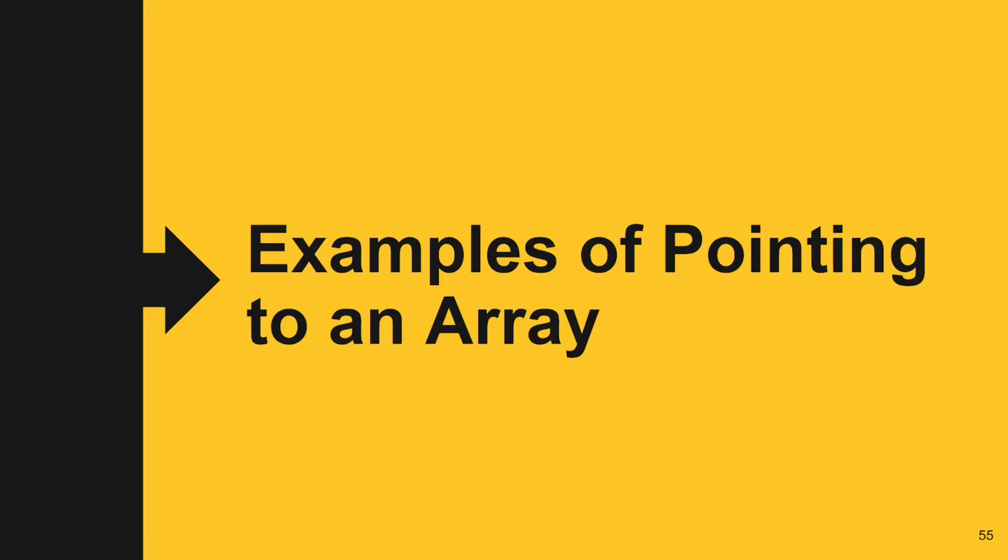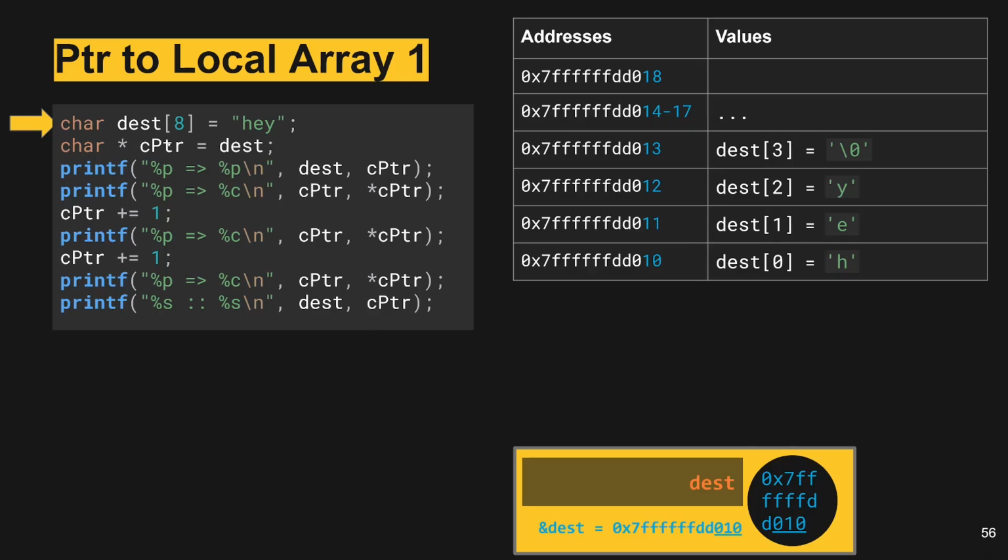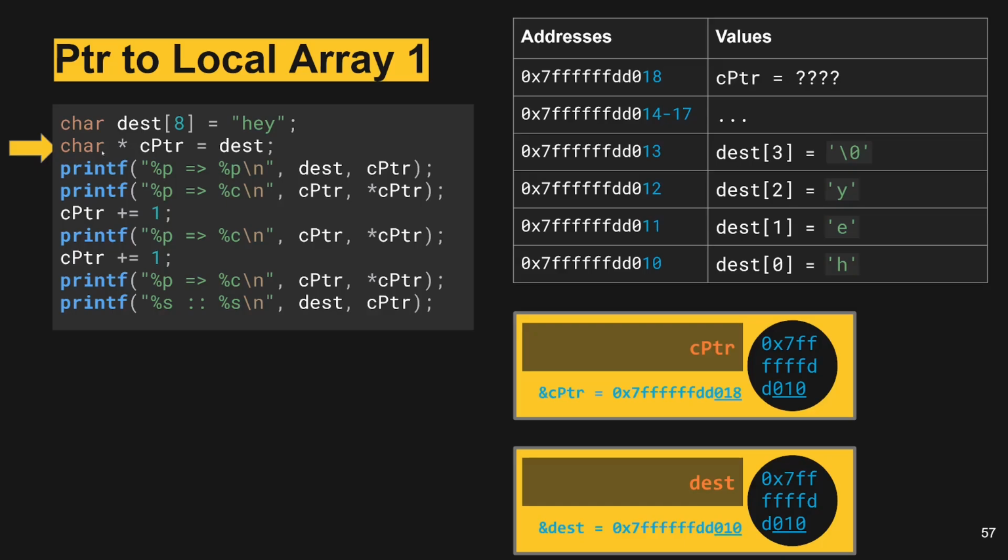Greetings, coders. In this video, we are going to look at two different examples of a pointer pointing to an array. In this first example, we have an array of 8 spaces, and we've set it equal to "hey". On the next line, we have set char star C pointer equal to dest.